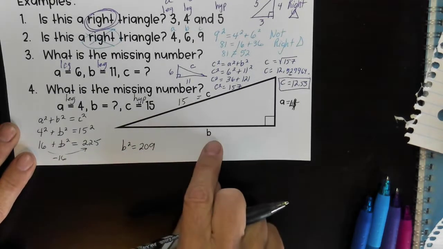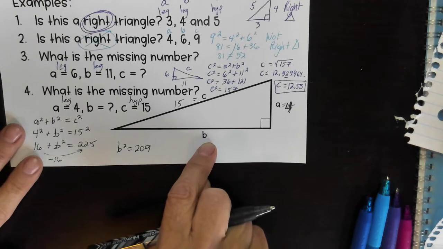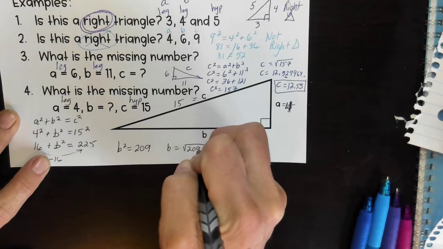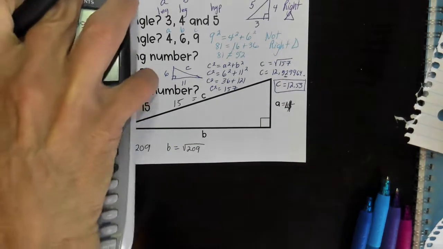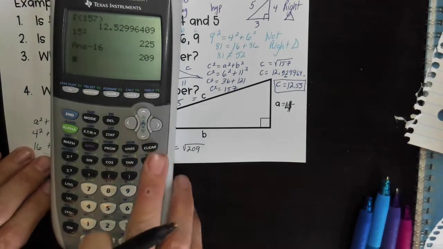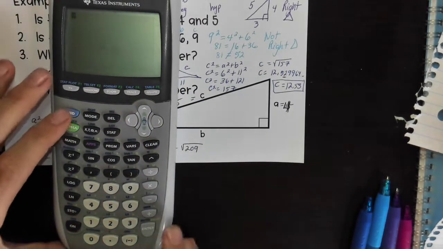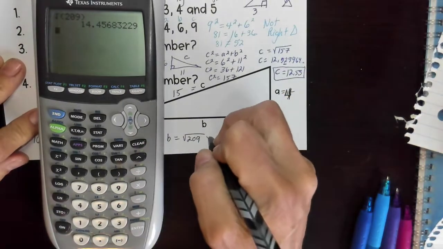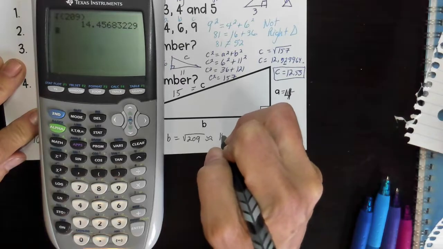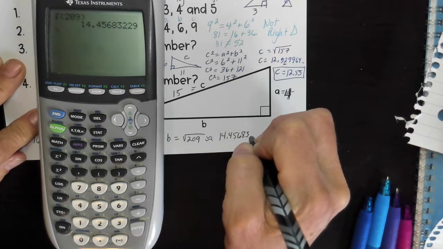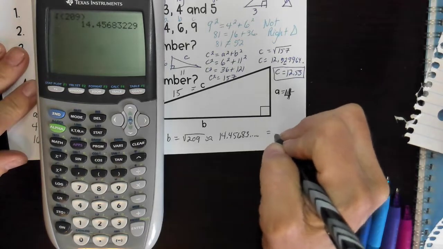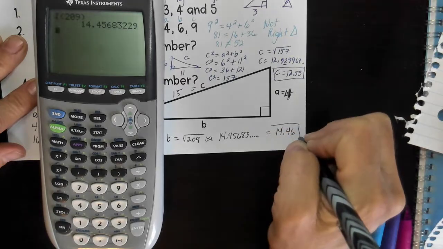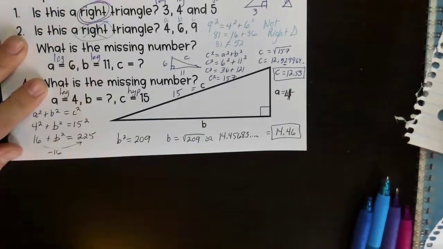This is letter B times itself, or the side length B times itself. So in order to figure that out, I'm going to take the square root. I'm going to undo the squaring. So putting that into my calculator, I'm going to go second square root 209, enter. And again, I'm going to get something kind of ugly, irrational, 14.45683, blah, blah, blah. And when I round it off to the nearest hundredth, 14.46 is my final answer.